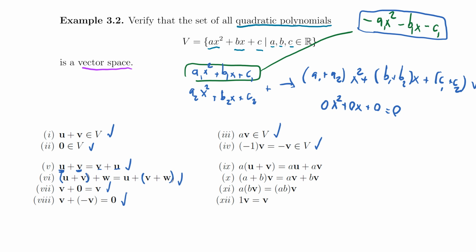I also have the distributive property. a times (u plus v) is the same as au plus av, and (a plus b) times v is av plus bv. So I have this one. a times (bv) is (ab) times v. So I already have this one. And if I multiply 1 to any polynomial, I'm going to get the same thing. So I already have this property. That means my set of quadratic polynomials has these 12 properties, and that's why it is automatically a vector space.